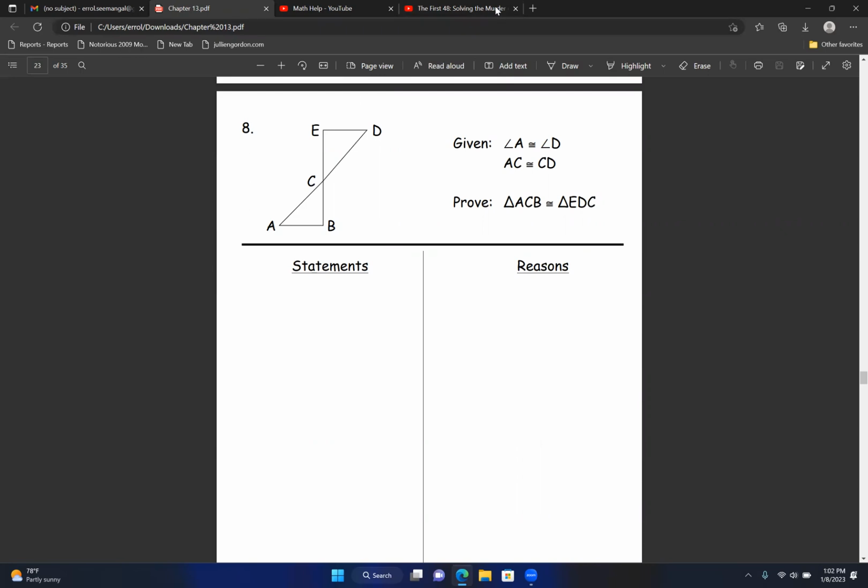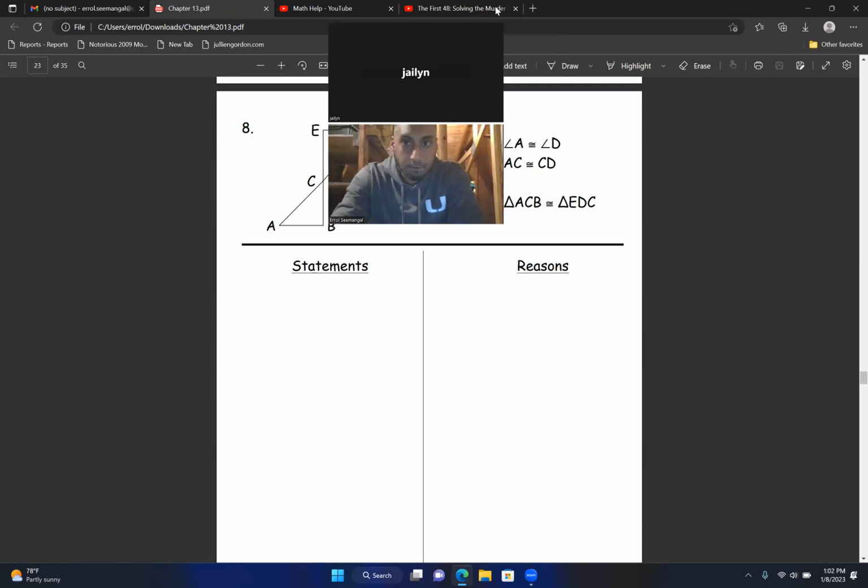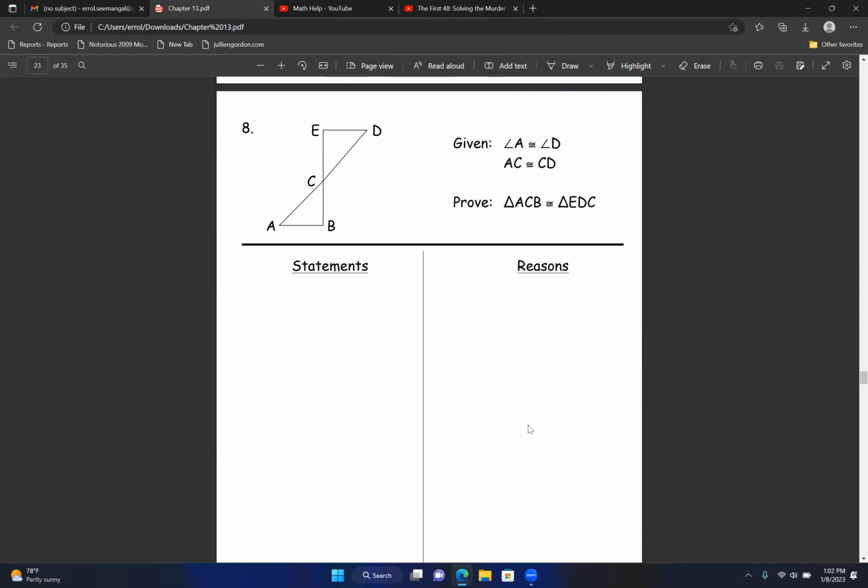All right. So for number eight here, let me see how I can draw on this screen here. Let's try it like this. Okay, here we go. So they want us to prove that triangle ACB is congruent to EDC. It's given that angle A, which is this angle, is equal to angle D, which is this angle. And AC, which is this, is congruent to CD, which is this. So what should we write for number one?